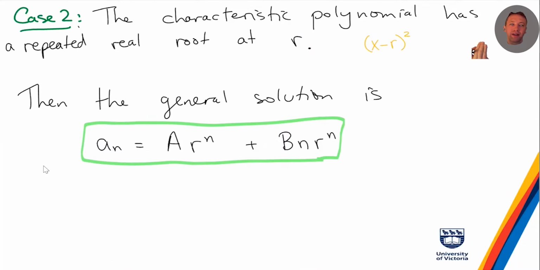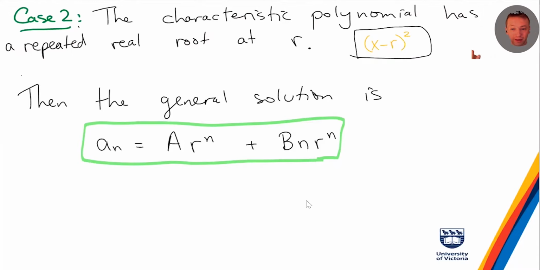Here's one which is weird, and you need to remember how this one works. Suppose now that the characteristic polynomial has a repeated root. In other words, it factors like (x minus r) squared.